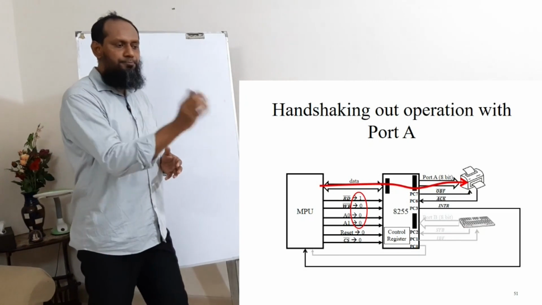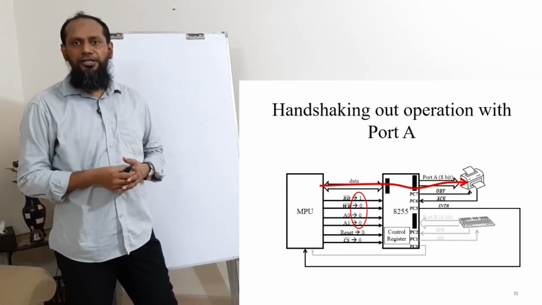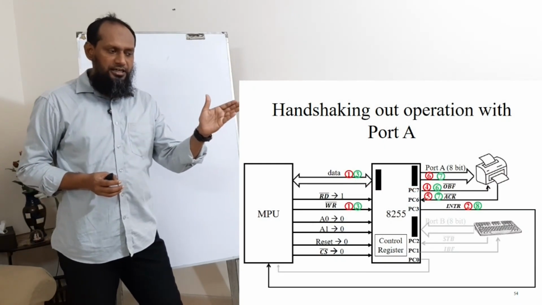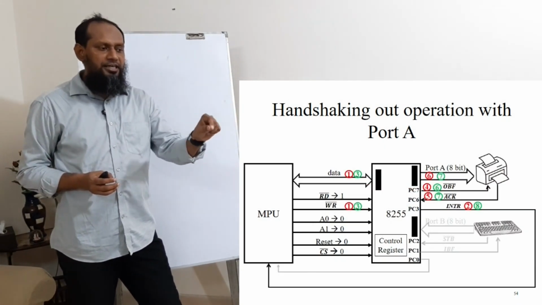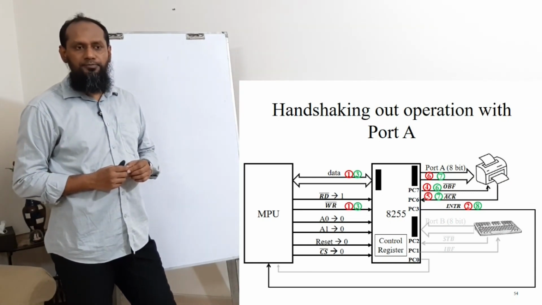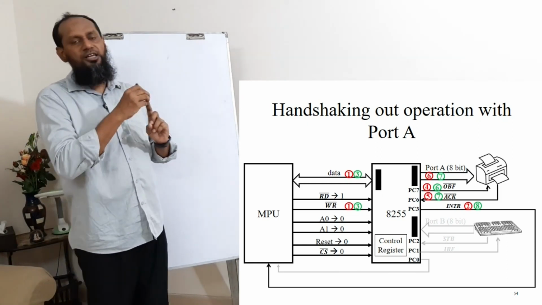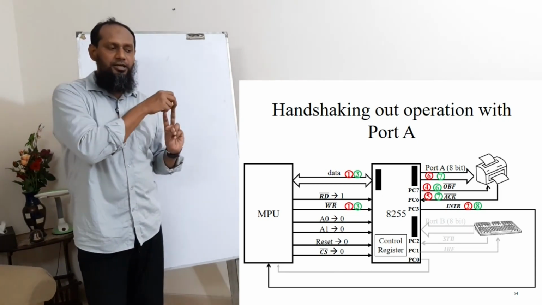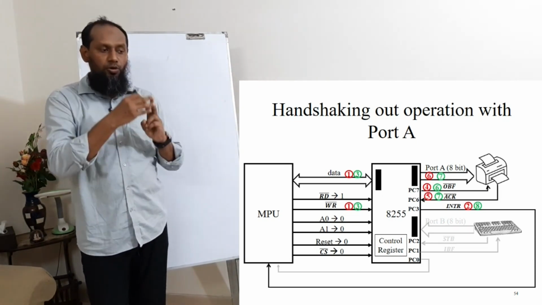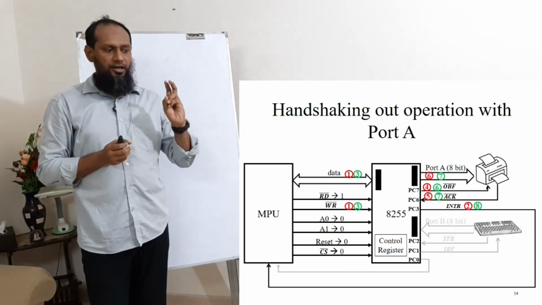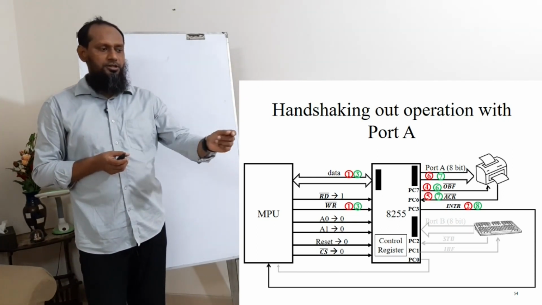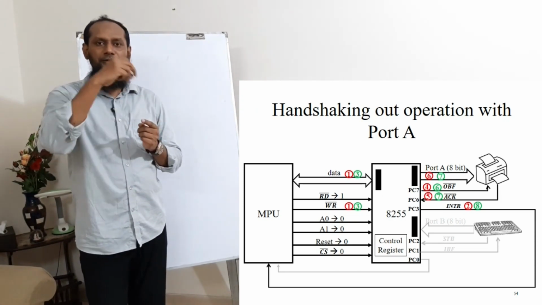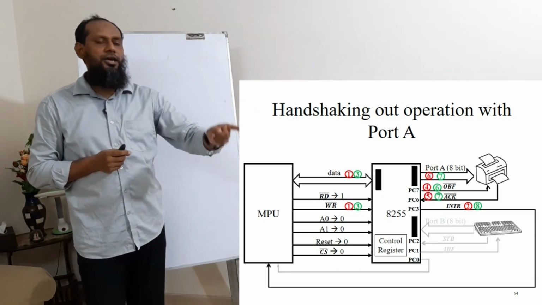You can see here the MPU is going to send the data to the printer by using 8255. So the MPU will send data to 8255 by enabling the write pin, the write control connection. So at time 1, if we say timing, the write control connection will be activated and data will start going from the MPU to 8255. Whenever 8255 gets the write pin activated, at that same moment, or you can say on time 2, it will generate an interrupt to the MPU.